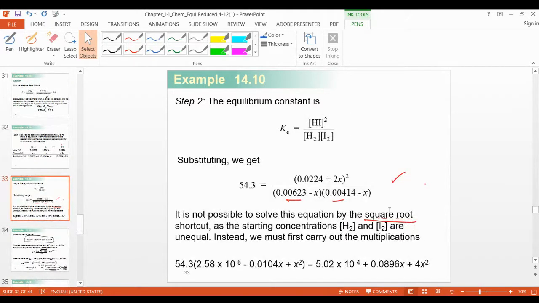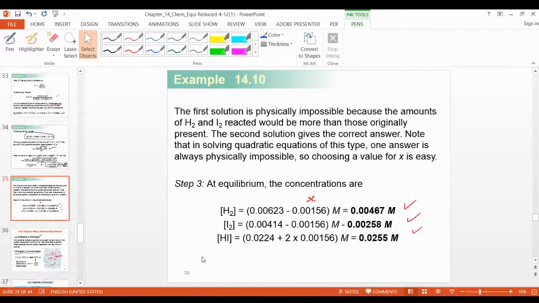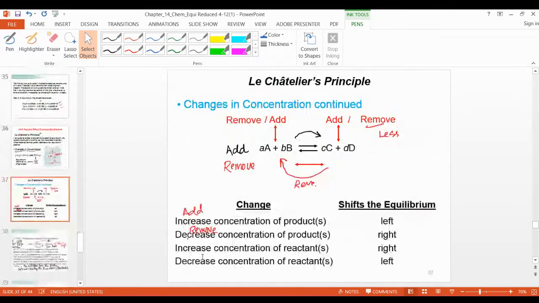In this case, these two values are not the same, so you cannot take a square root. You have to use the quadratic equation and you will get two values, plus and minus. Whichever value is less than your initial concentration, that x value you consider in the final calculation. Of course, this value is less than the initial, so we consider this one, not the other, so you remove it. This is the x value and you calculate the concentrations.